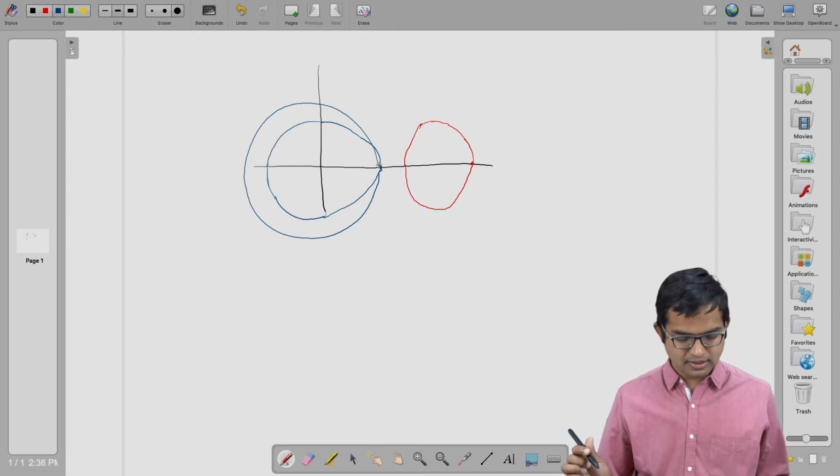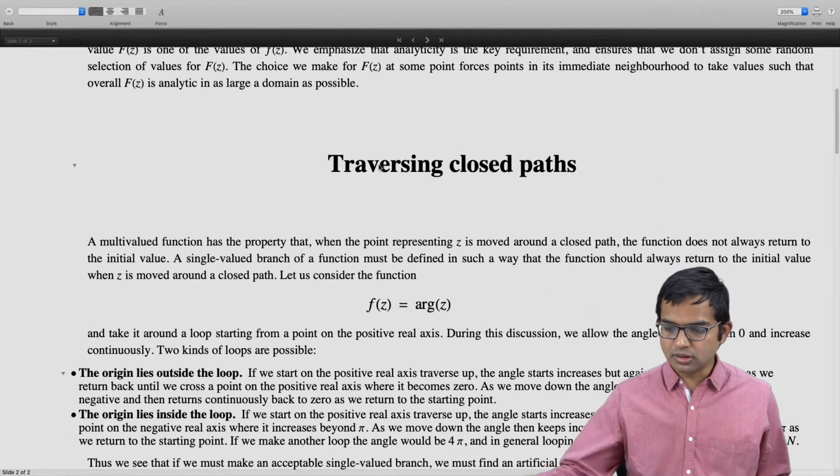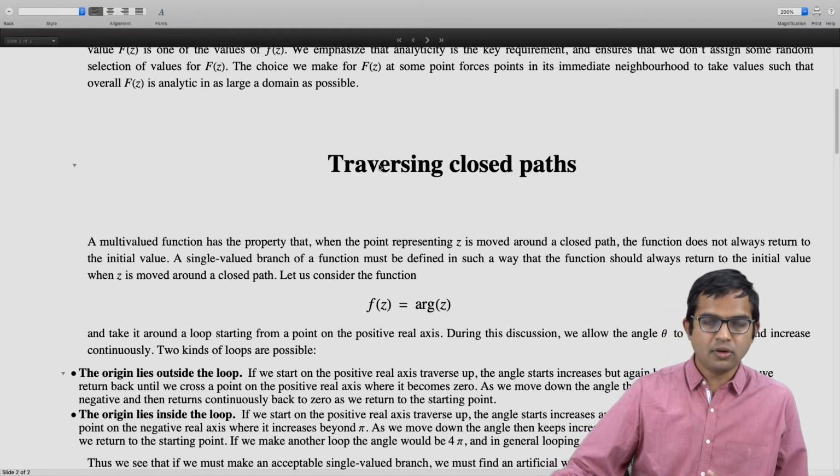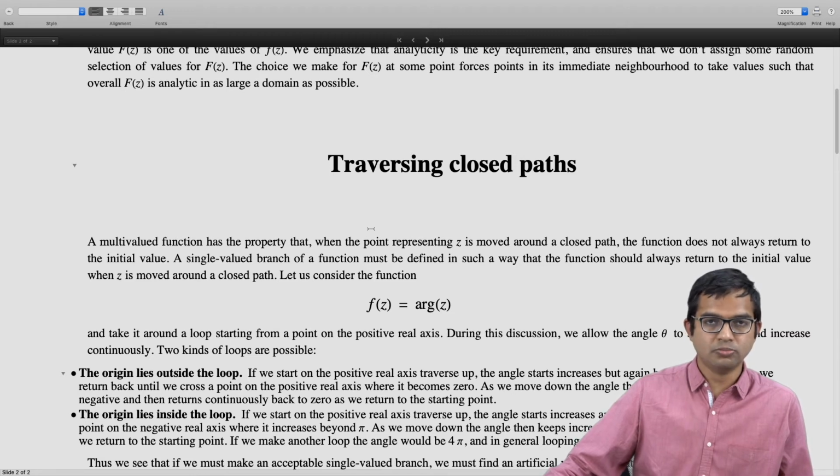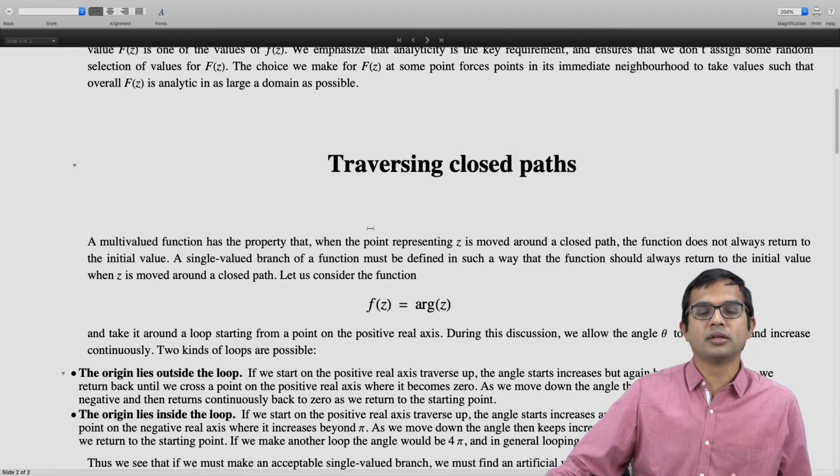So that's what makes multivalued functions subtle, right? We observe that whenever the origin lies inside such a loop, you're going to get a different value for such a loop. The value that the function has at the starting point and the value that the function will take at the end point are going to be different.